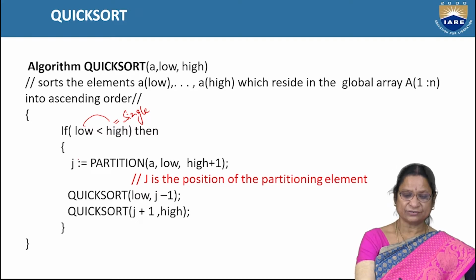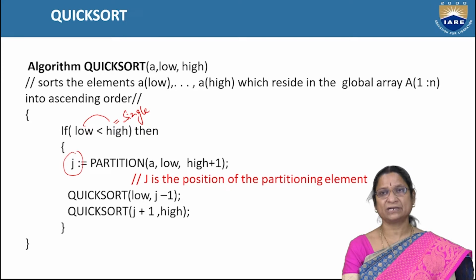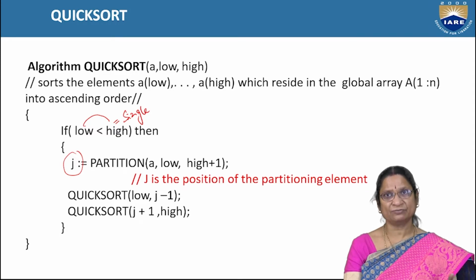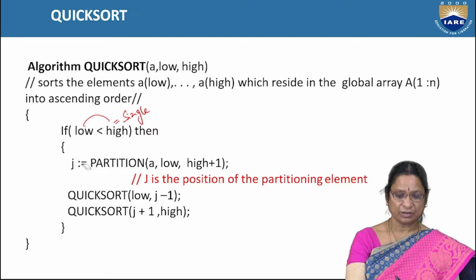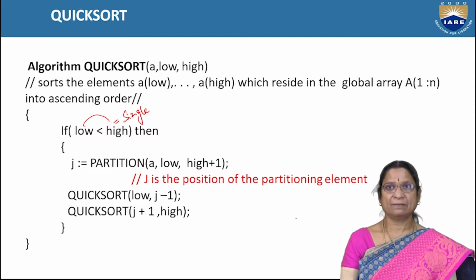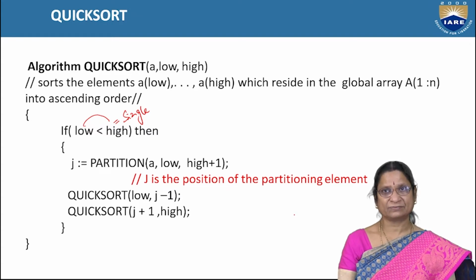So what is J here? J is the position of the pivot element. The partition sub-algorithm returns a position J to us where this pivot element is going to be placed, such that all elements lesser than the pivot element will be in partition 1 and greater than the pivot element will be in partition 2. J is the position of the partitioning element, and we are passing the parameters A, array, low, lower bound, and high, upper bound, plus 1.